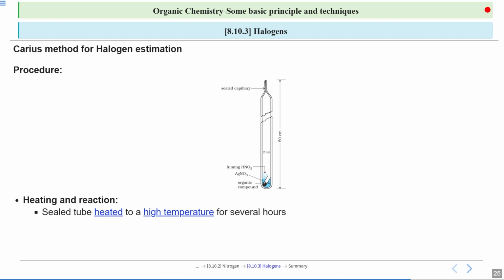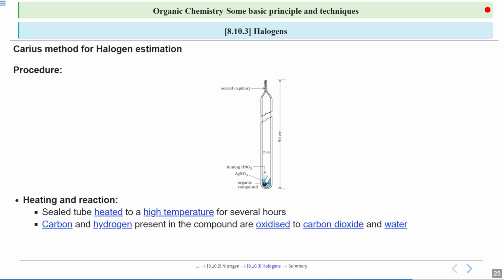First, the organic compound is placed in a sealed tube and heated to a high temperature for several hours. Then, during the heating, the carbon and the hydrogen in the compound are oxidized to form carbon dioxide and water. Oxidation here means that the carbon and hydrogen gain oxygen atoms.